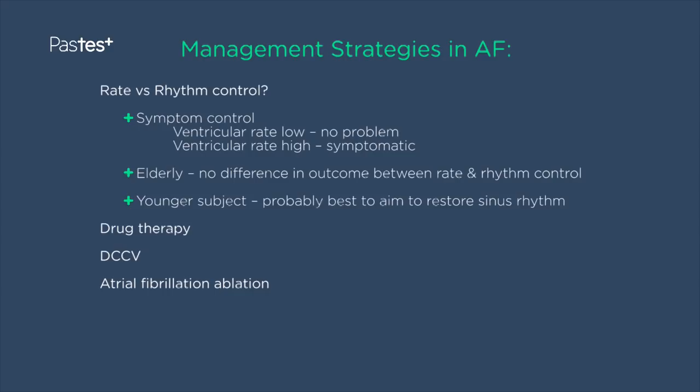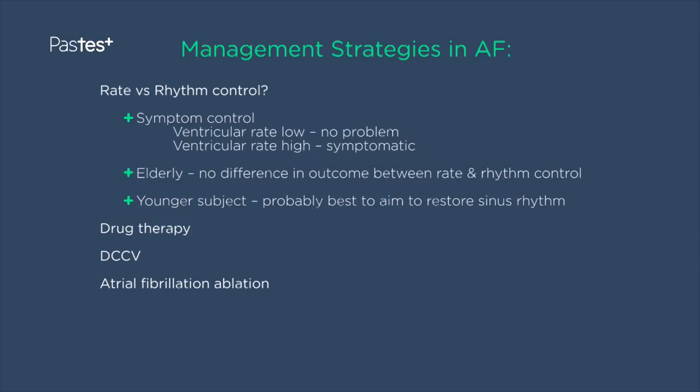Drugs which we would frequently use to convert people from atrial fibrillation to sinus rhythm would include amiodarone and flecainide. And of course we prescribe these both acutely for patients who have hypotension in hospital, and of course with appropriate anticoagulation cover for patients as outpatients as well.